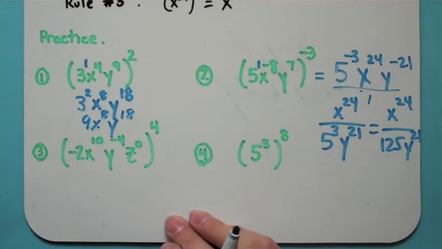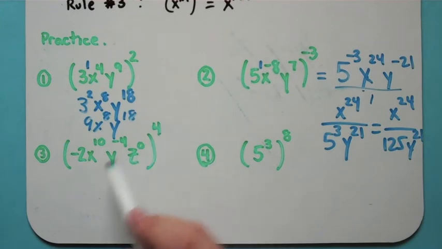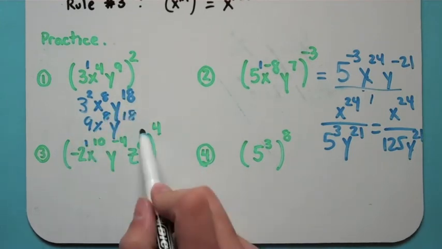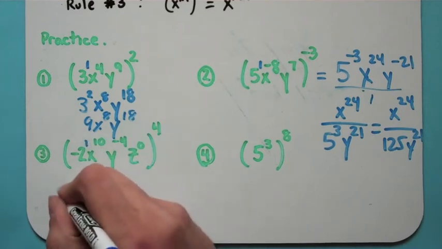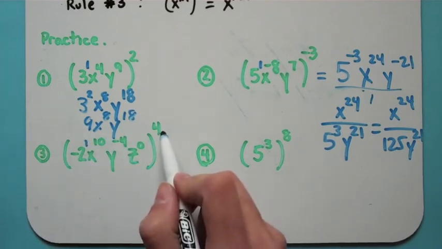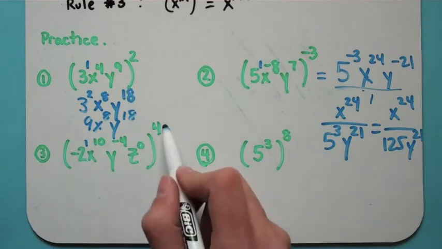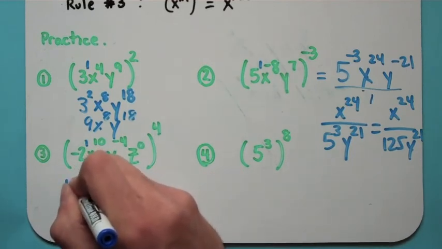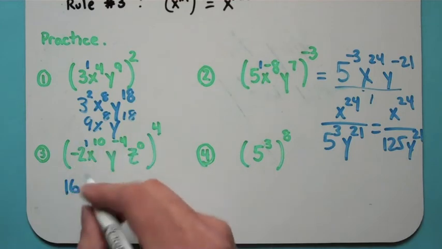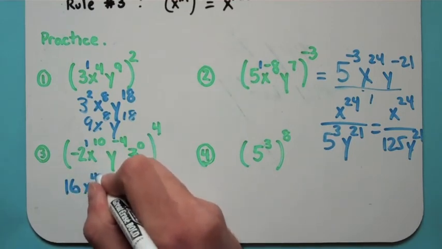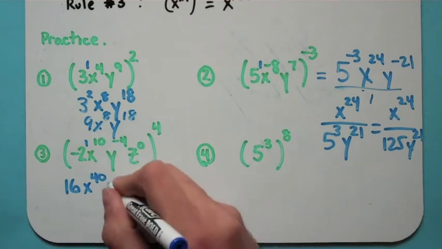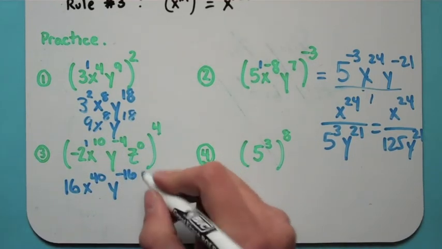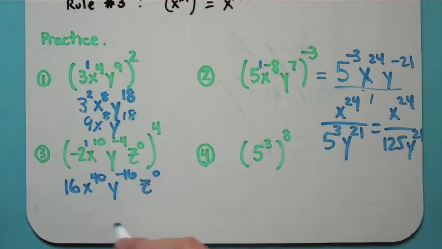On my third problem here, I'll start from the front. I have to do negative 2 to the 4th power. And when you do negative 2 to the 4th power, don't forget this guy is being raised to an even power. If I multiply negative 2 4 times, I end up with a positive 16 on this one. So I get a 16. I'll get x to the 40th. It'll be y to the negative 16th. And 0 times 4 is still just 0, so I get z to the 0.